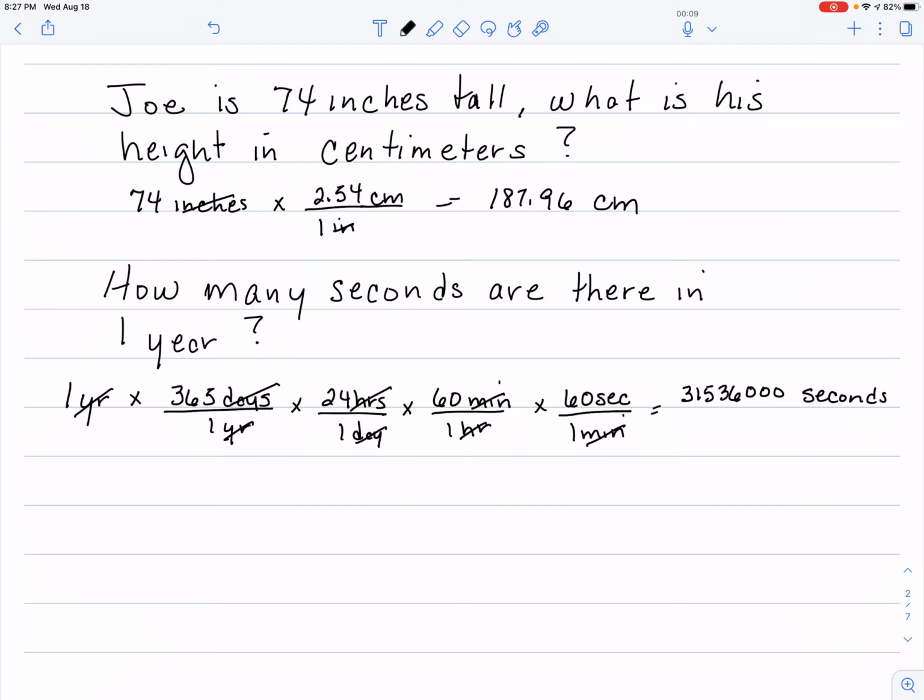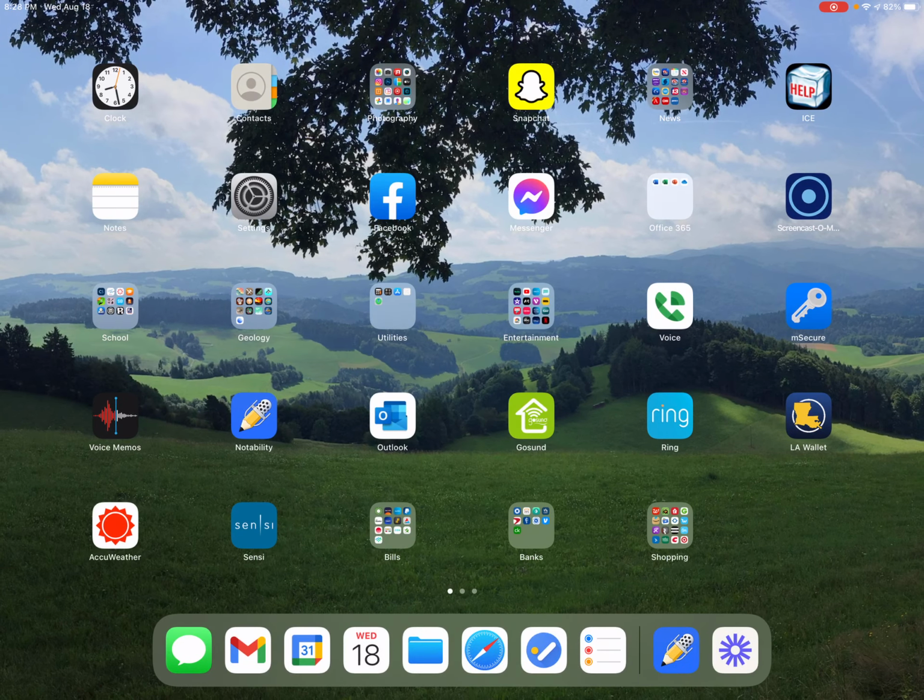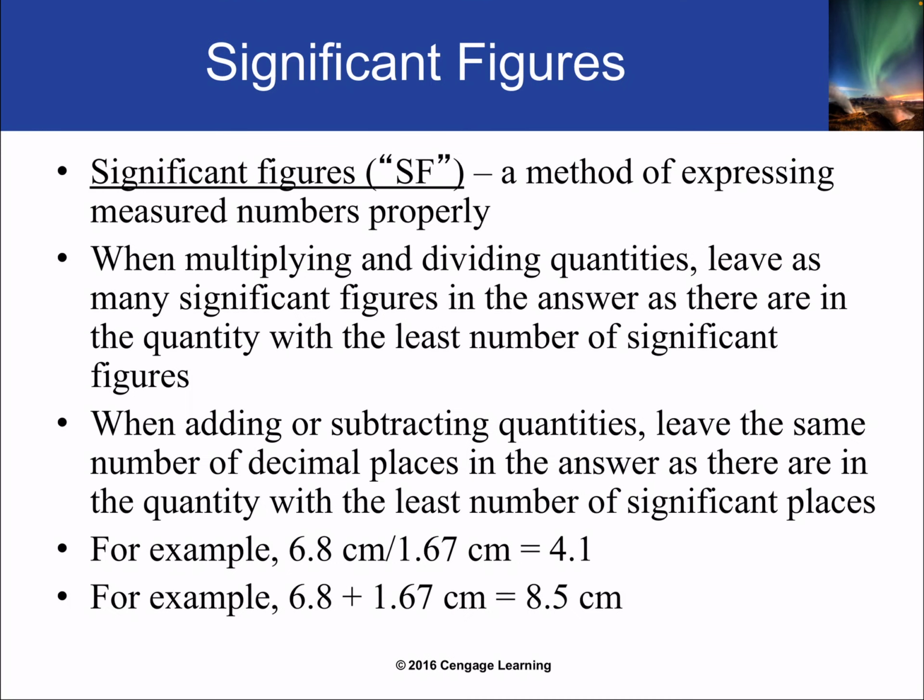Now let's go back to our PowerPoint and talk about significant figures. So we're going to try to adhere to significant figures in class.